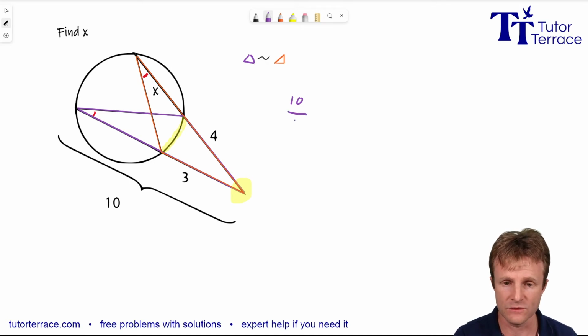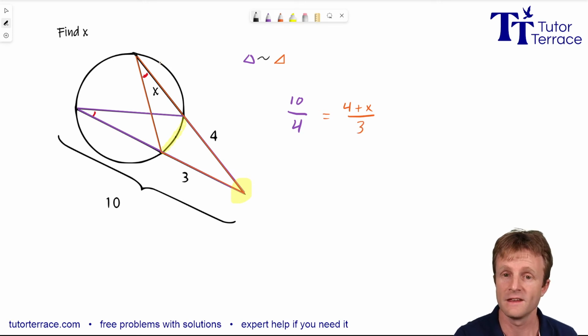And the ratio of that to another side is given to us as 4. So the ratio of 10 over 4 in the purple triangle has to be equal to the ratio of the corresponding sides in the orange triangle, which is 4 plus x divided by 3. And there you have it. Now we can solve for x.